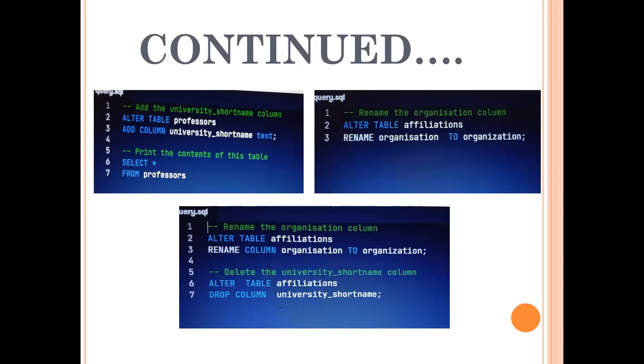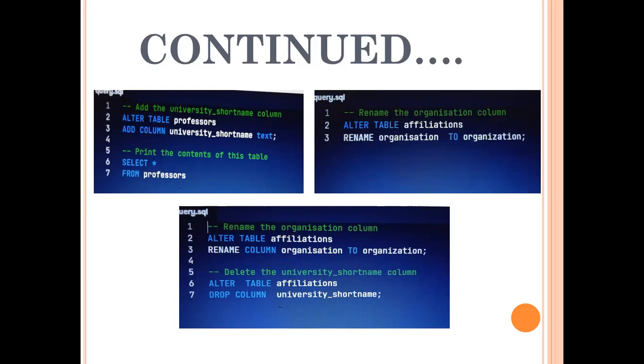Then if we want to rename our column name, how will we do that? Simply we will write alter table followed by the table name. In this example, the table name is affiliations. And I want to rename the organization column to organisation, in which the first organization was written with S, and in the second, I want to change it to Z. So simply I have to write rename column followed by the name I want to rename it to, followed by semicolon.